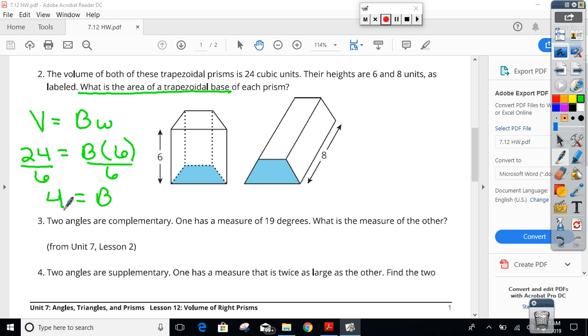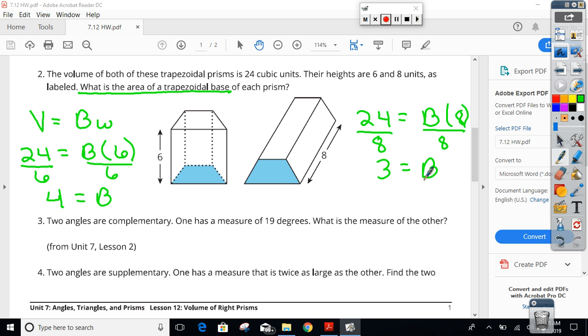Similarly, for this one, the volume again is 24. I'm finding big B. This time W is 8. Dividing both sides by 8 gives me that big B equals 3 square units. And that's all you need to find. You're not finding any base or height of the trapezoid, just its area. Okay, any questions about the 2 problems before we move on to the review ones?